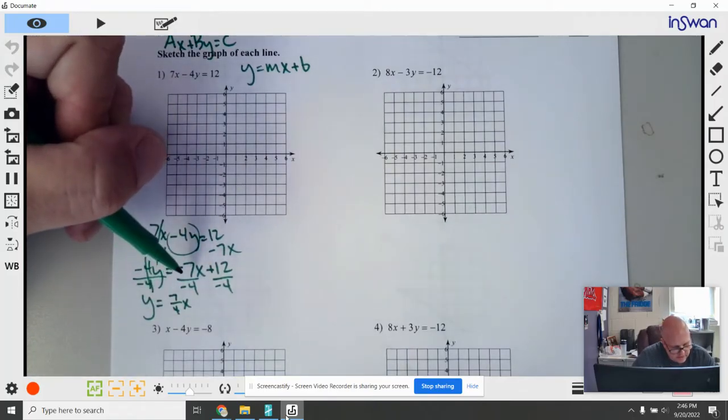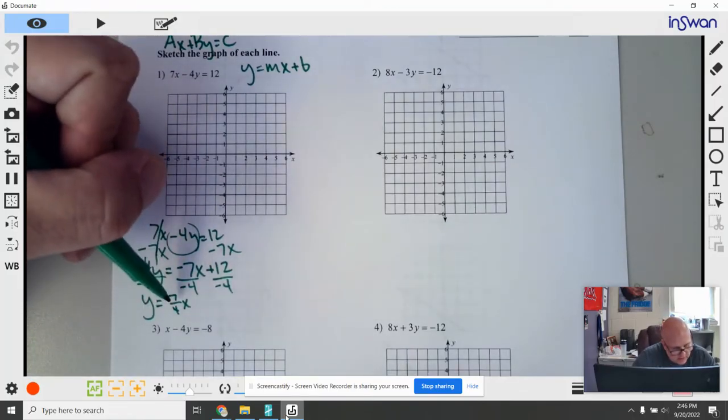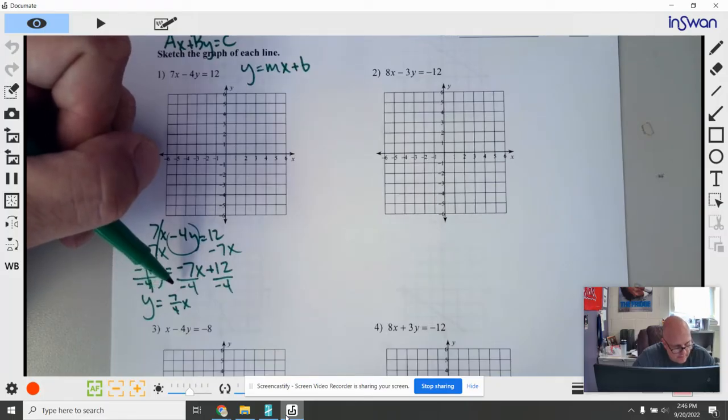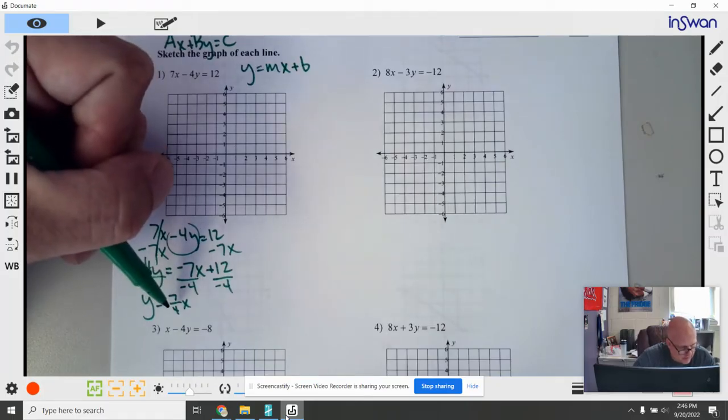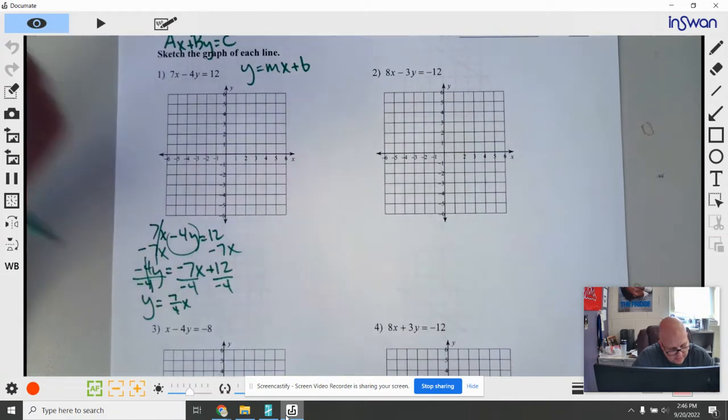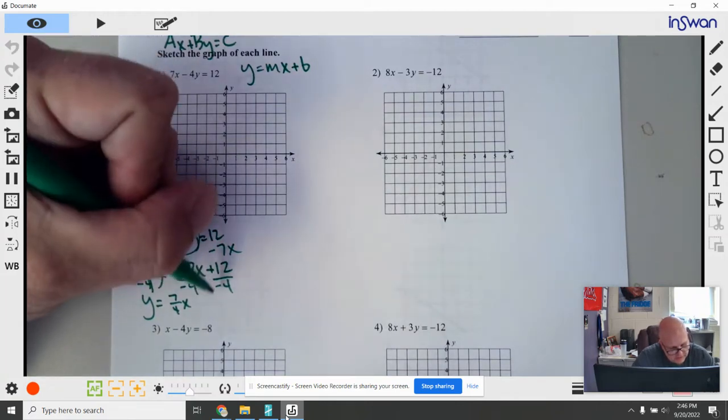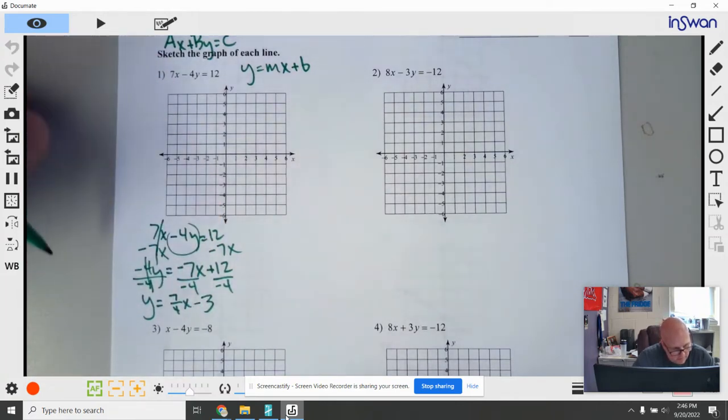When we graph lines, slope is one of the rare times you leave your fraction improper. So we just leave it like that. We double check to see if it reduces. It does not. So leave it as improper. 12 divided by negative 4 gives you negative 3.